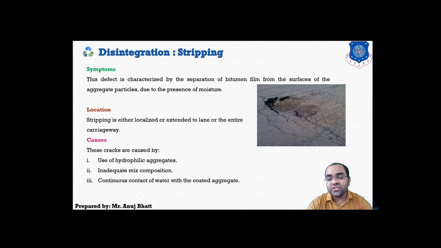There are many reasons for such disintegration. The main reasons are use of hydrophilic aggregates, inadequate mix compaction, inadequate mix composition of materials, and continuous contact of water with the coated aggregates. There may also be the use of an improper grade of bitumen, occurrence of rainwater, and presence of dust and moisture on the aggregate surface used for the preparation of the base course or the upper layer. These are the main causes of stripping.